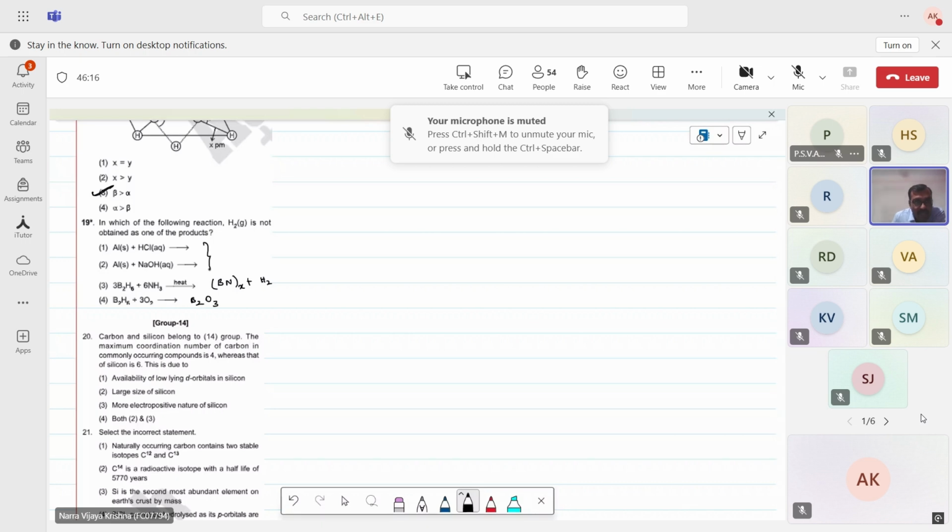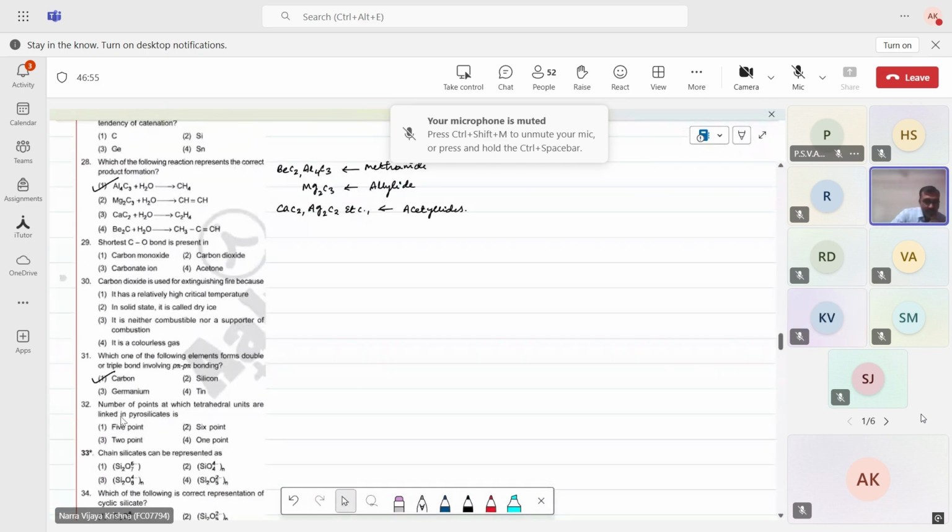Now, in these two cases, will you get H2 gas or not? Because aluminum is amphoteric. It can react with acid as well as base. Now, if they ask you, 1 mole of aluminum reacts with HCl and NaOH, what is the mole ratio of H2 gas obtained? 1:1. Very, very important old JEE Mains question. So here the answer must be option 4.